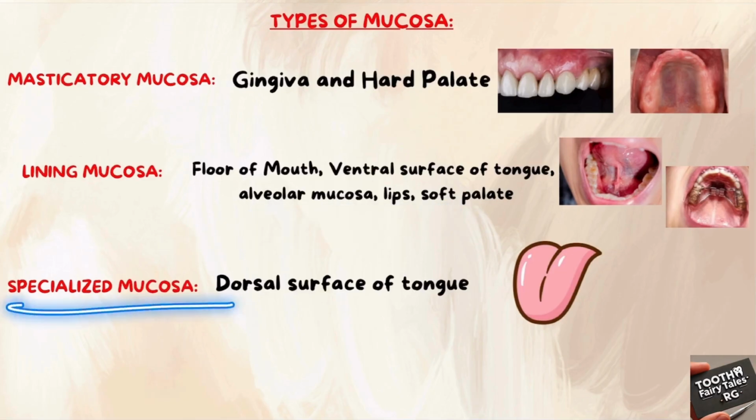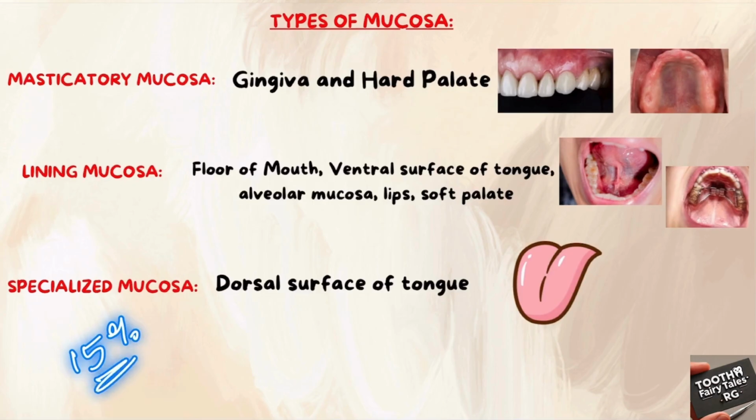And last is specialized mucosa. It is covering 15% of the mucosa, and this is found on the top surface of the tongue, that is on the dorsal surface of the tongue.